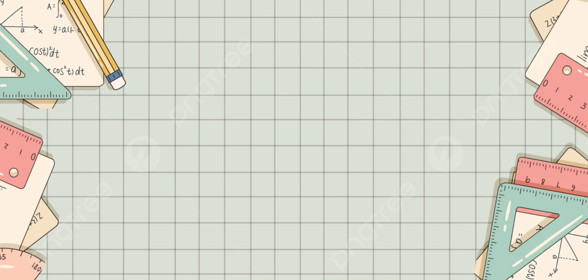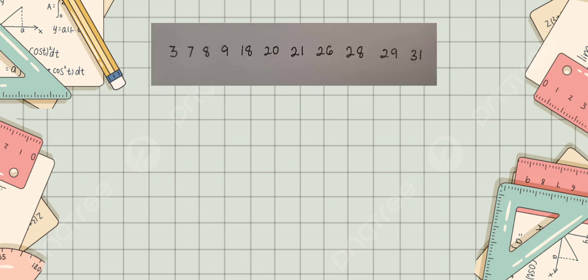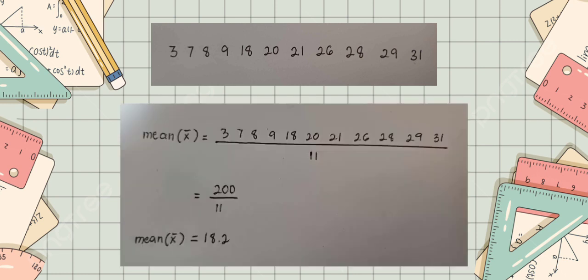Now, we will determine the skewness of the following data set: 3, 7, 8, 9, 18, 20, 21, 26, 28, 29, and 31. First, we will look for the mean. So, we will add all the numbers over 11, since we have 11 numbers. So, it will become 200 over 11. Then, divide 200 by 11. So, our mean is 18.2.